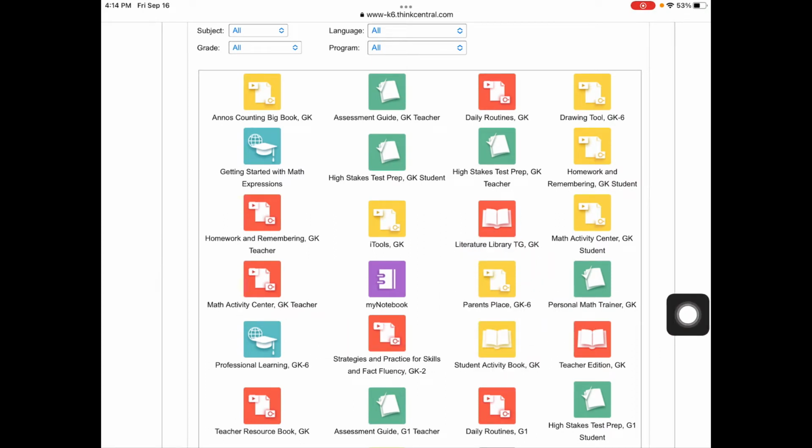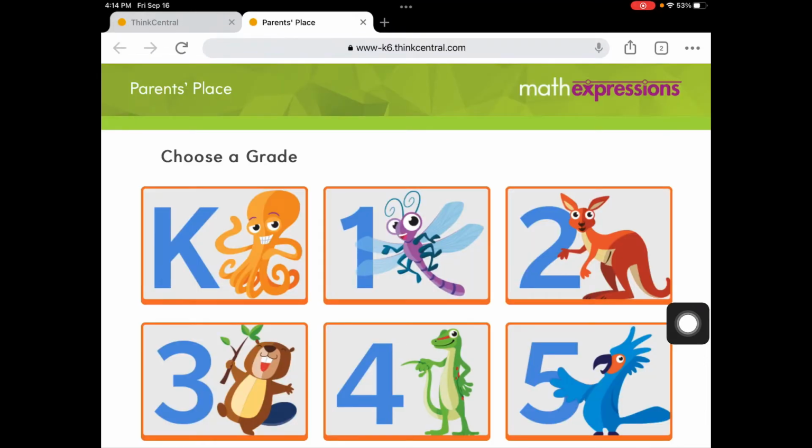If you notice, all of the yellows are for parents and students. All of the red pertain to you, and the green pertains to high stakes testing and assessments. We do have some professional learning in blue, so those can be accessed as well. But for today, we're just going to focus on Parents Place. So I'm going to click right here on Parents Place, and that's going to take us to this page.